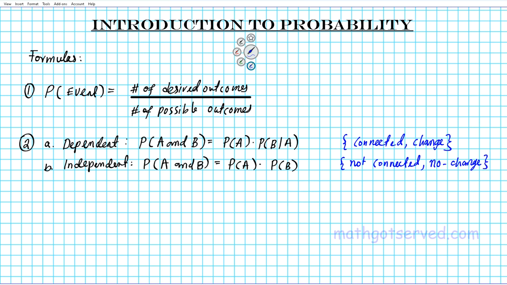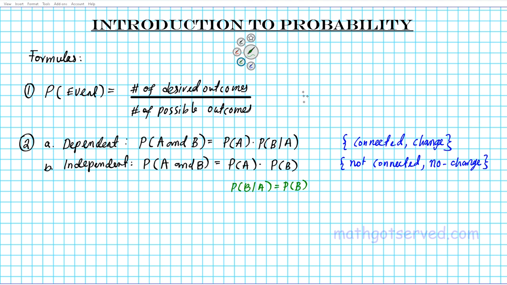So if there's no change to the sample space for two events in sequence, then the events are independent. So it's simply the probability of A times the probability of B, because the probability of B given A is the same thing as the probability of B, since B is not affected by A. That's how you get this formula right here. Now let's go ahead and take a look at some examples.